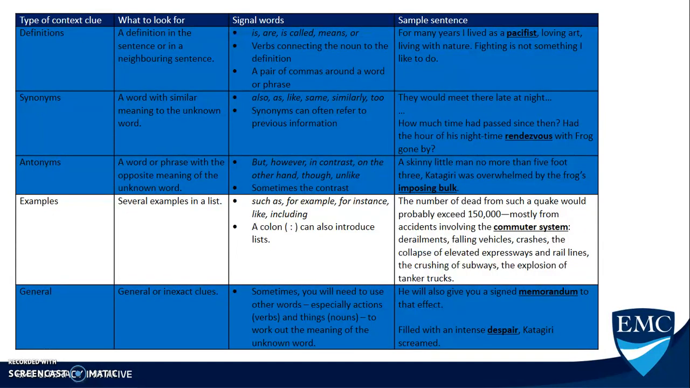Our fourth one are examples. So these are when we see perhaps something with such as, for example, for instance, like, or including, or we might even have a colon to introduce a list.